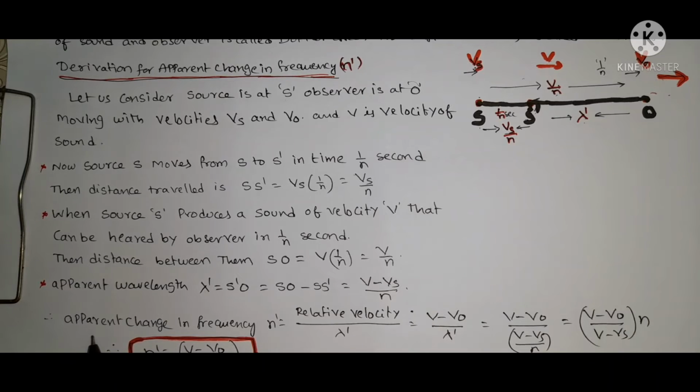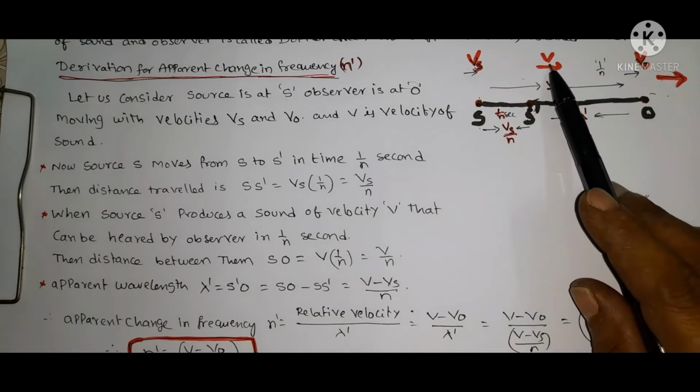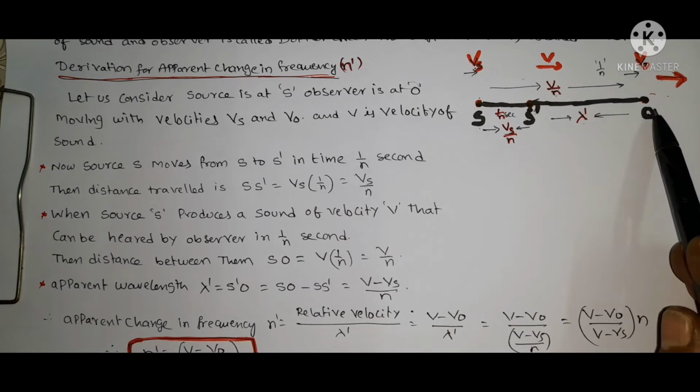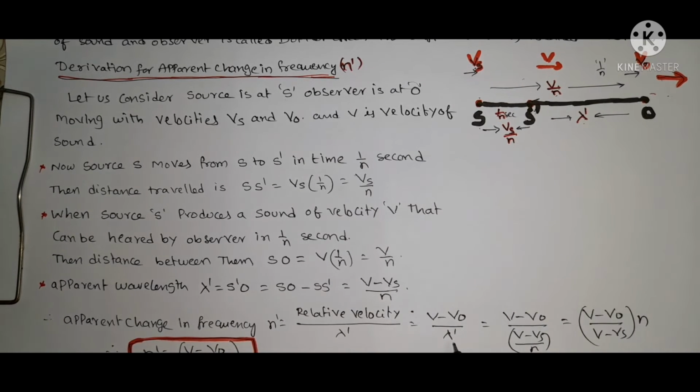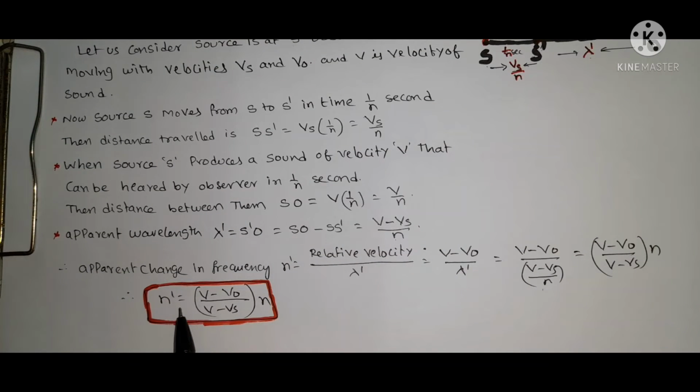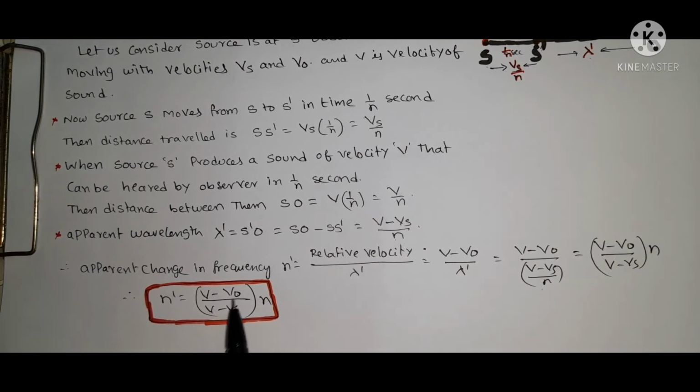Now, the apparent change in frequency, n dash, is the relative velocity with respect to the observer divided by the apparent wavelength, lambda dash. Velocity of sound is V. If the velocity of the observer is V0, then the relative velocity between these two is V minus V0, divided by lambda dash. As lambda dash is V minus Vs by n, substituting, we get V minus V0 by V minus Vs into n. So finally, the apparent frequency n dash is equal to V minus V0 by V minus Vs into n.